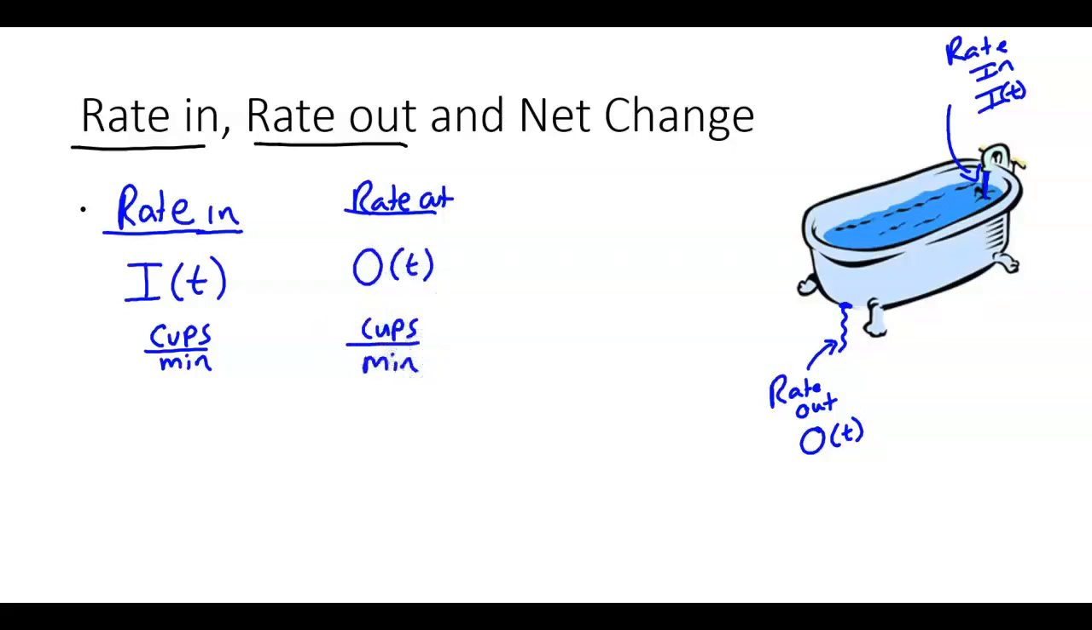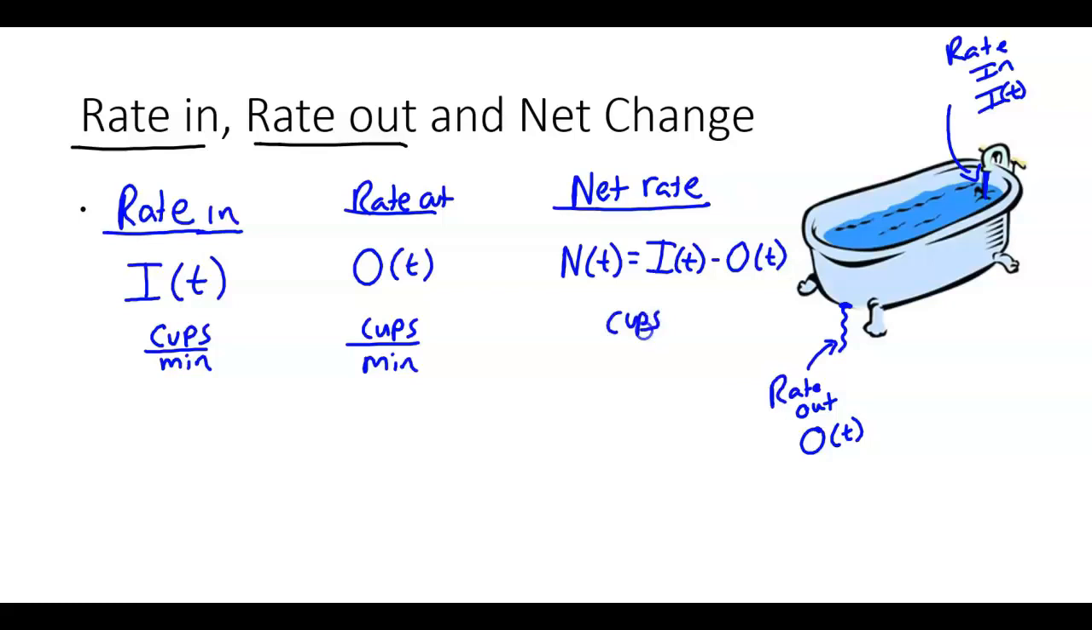Well, since they're working against each other, we have a net rate. In other words, we can put these together to get a total rate. So let's go ahead and call that N of t. The net rate would be how much is going into the tub minus how much is coming out of the tub. If you put those together, then you can find the net rate. And that's also in cups per minute.